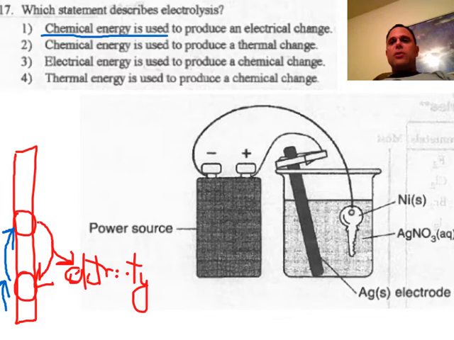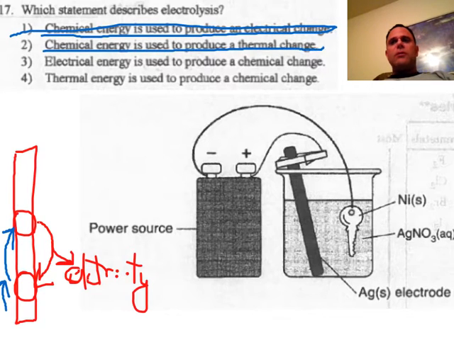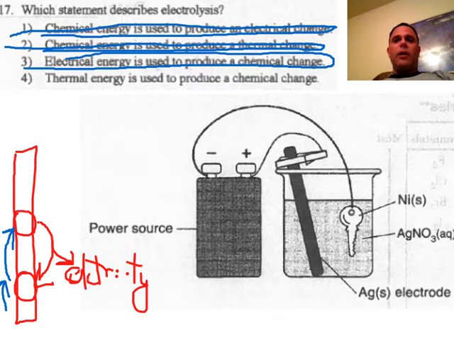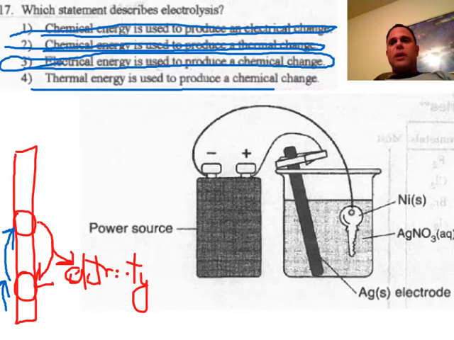Chemical energy is used to produce electrical change? No. Chemical energy is used to produce a thermal change? This has nothing to do with heat. Electrical energy is used to produce a chemical change. Chemical change, we're forming ions. The substance now can behave differently. 3 looks good. Or thermal energy is used to produce a chemical change? Thermal has nothing to do with heat. The answer is 3.